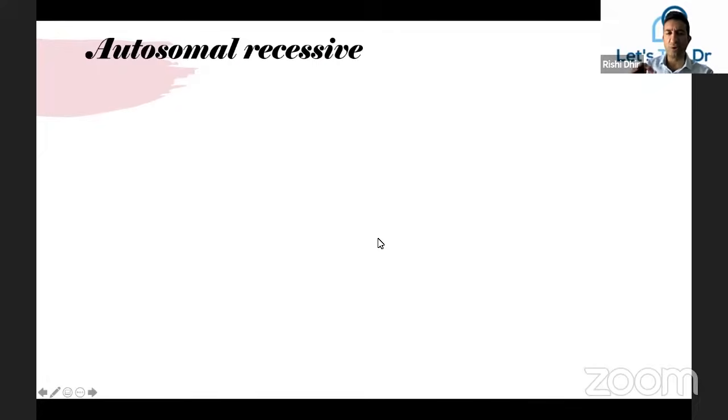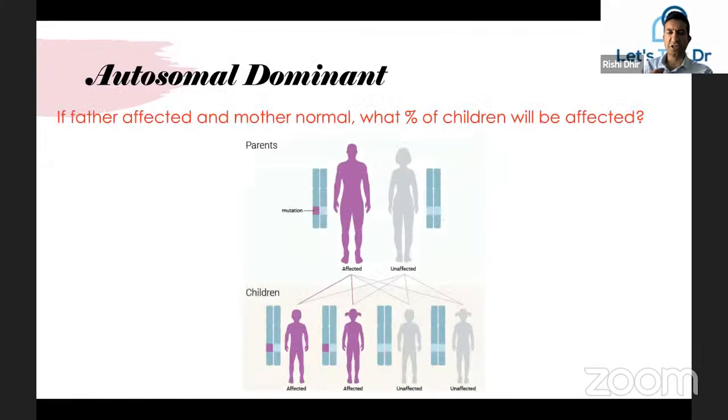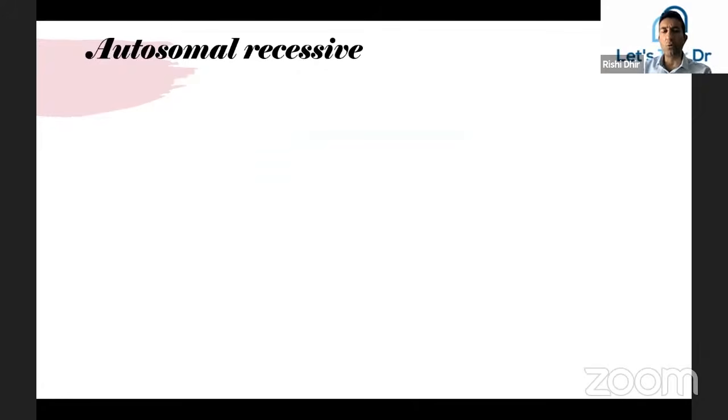So the key thing is if one parent has a condition, the probability of inheritance is 50%, and the ratio of male to females affected is 1 to 1. Now, autosomal recessive is slightly different. In autosomal recessive, you need 2 copies of the abnormal gene to inherit the disease. If you have one, you're known as a carrier, for example, sickle cell disease.